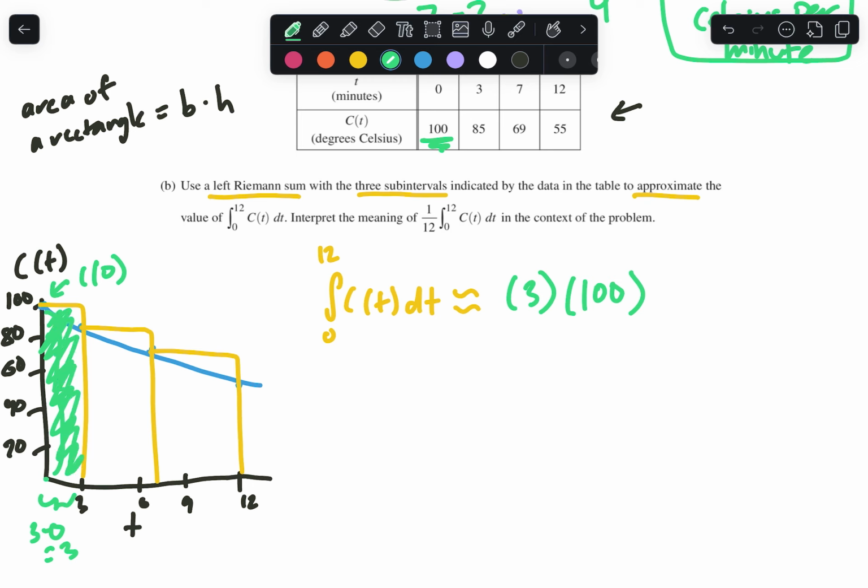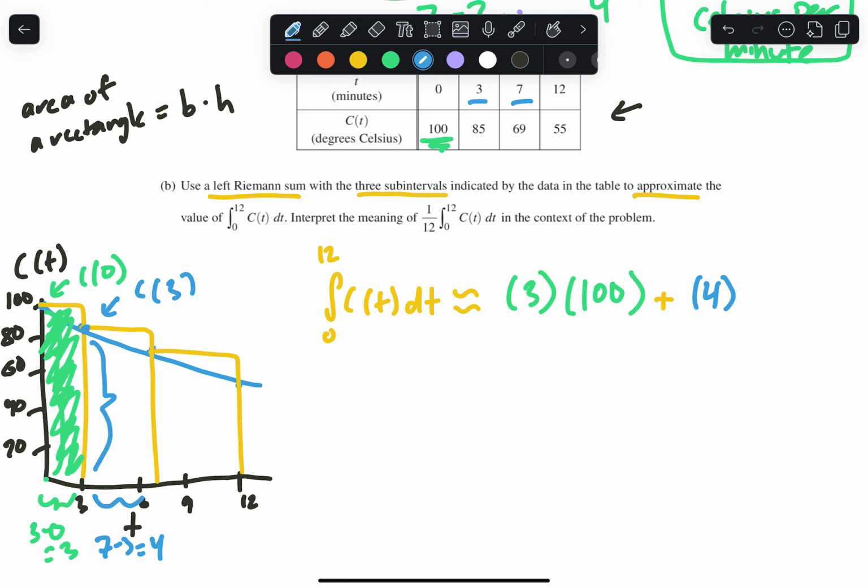Okay, let's move on to the next rectangle. This next rectangle, let's check out what its base should be. So we're going from t equals 3 to t equals 7. So 7 minus 3 is equal to 4. So the base of that second rectangle is 4. What is our height going to be? Well, our height is going to be whatever this point is here, and that is C of 3. What is C of 3 in the table? It's 85. So this is going to be the area of this second rectangle here.